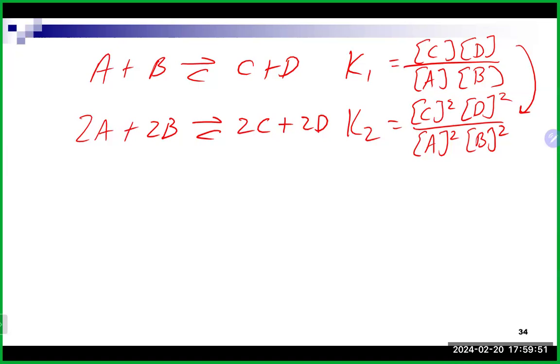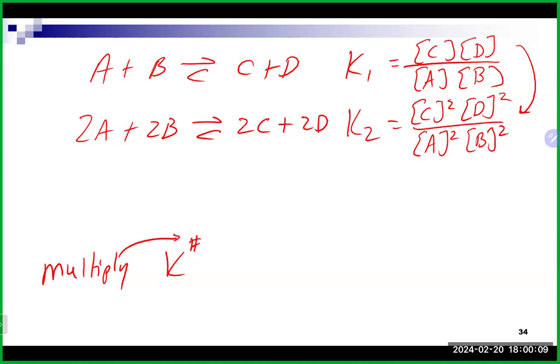So if you have to multiply the equation by a common number, you take the K value to that power. You take the K value to the number that you multiplied by.